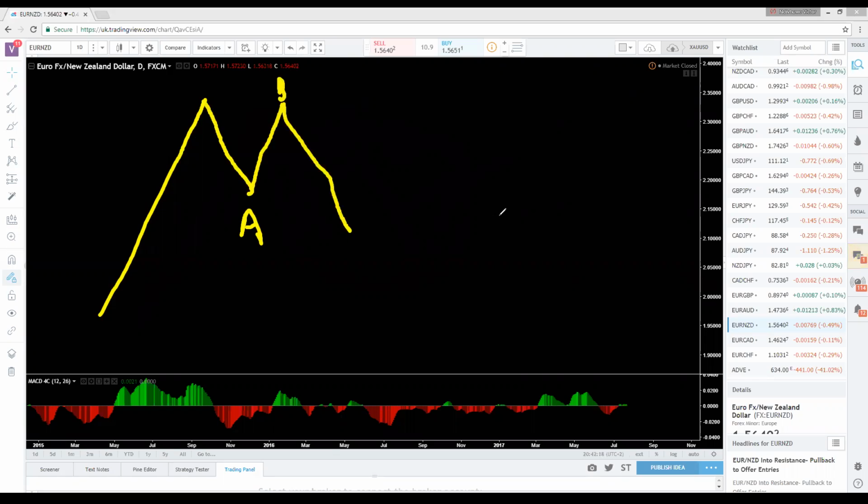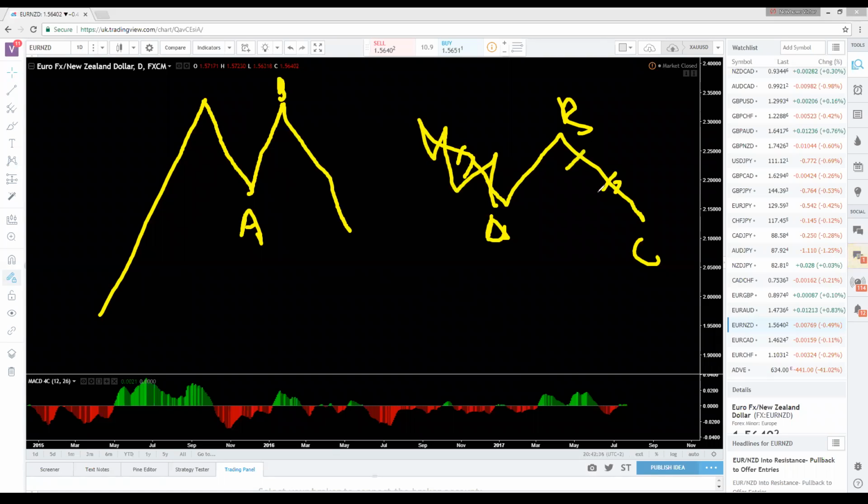C. Right, so let me just draw the zigzag again for you guys so you can see the difference between a flat and a zigzag. So this is your A, B, C. Your A is equal to your C. And the subdivisions on a zigzag, you've got 1, 2, 3, 4, 5. You've got 1, 2, 3, 4, 5. So this is 5 subdivisions, and 3 subdivisions. That is a zigzag.